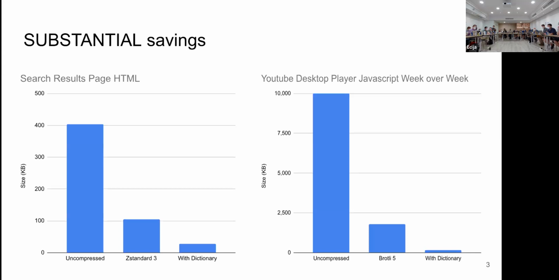This is a result of lab experiments. Using dictionaries, we can hugely reduce the transfer data size. The left side graph is the transfer data size of search result page HTML. Using a dictionary, the size can be reduced from 100 kilobytes to around 20 kilobytes. The right side graph is the transfer data size of the YouTube player JS library. Using the previous version as a dictionary, the size can be reduced from 1.8 megabytes to less than 200 kilobytes.